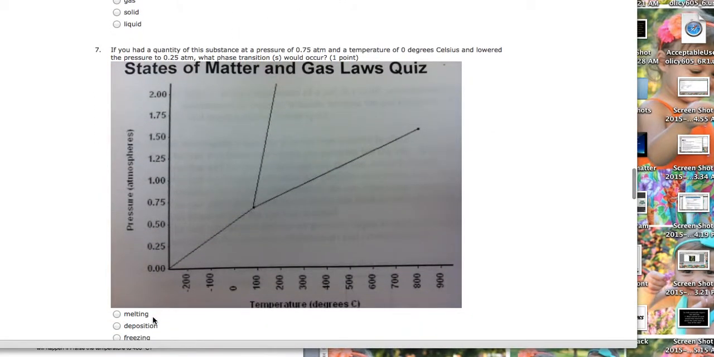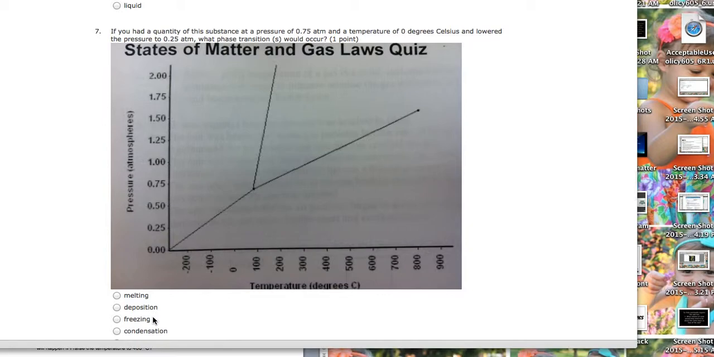If you had a quantity of this substance at a pressure of 0.75 atm, so let's find our 0.75 atm, and a temperature of 0 degrees, so we're hanging out right here. This is where we're at. What state of matter would this be?